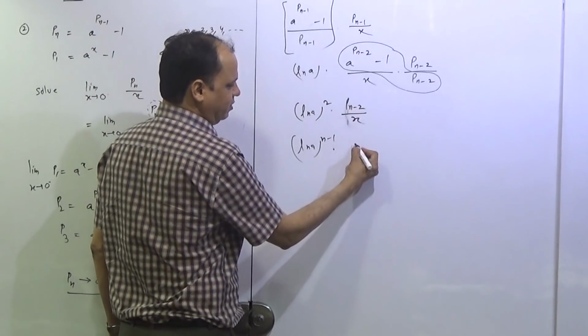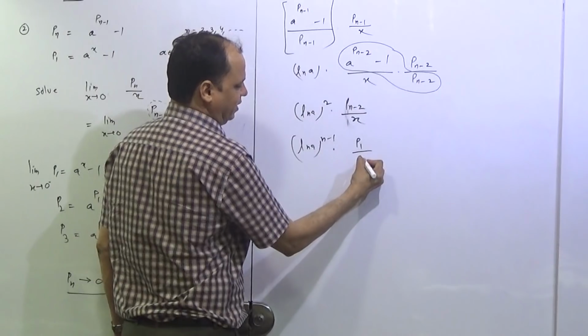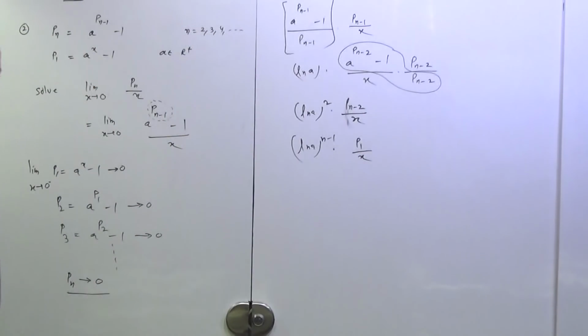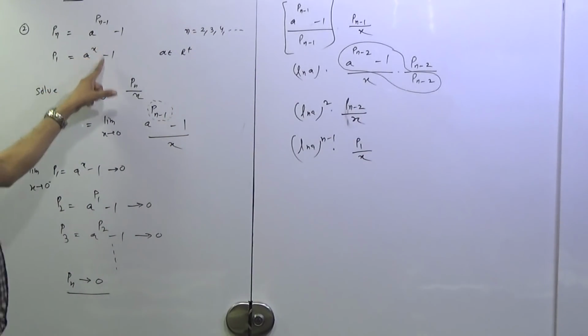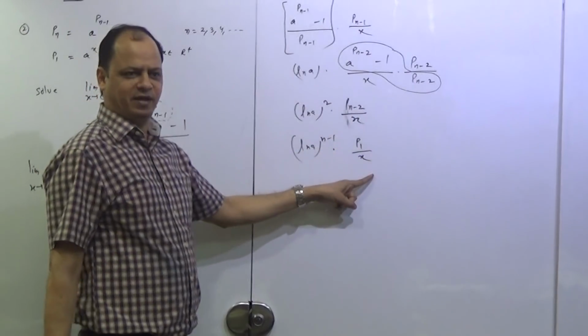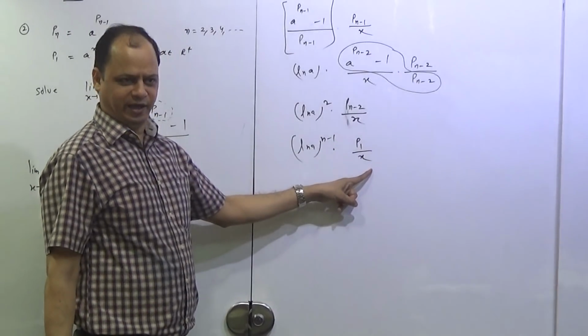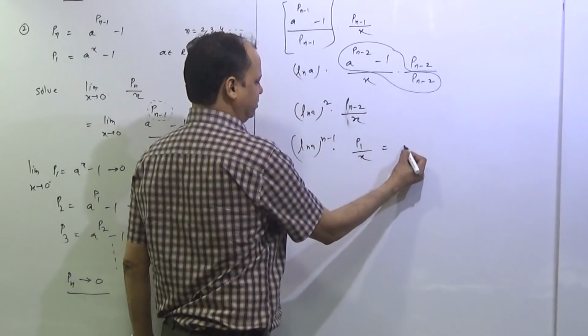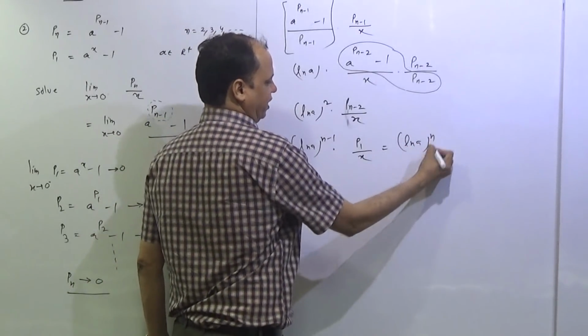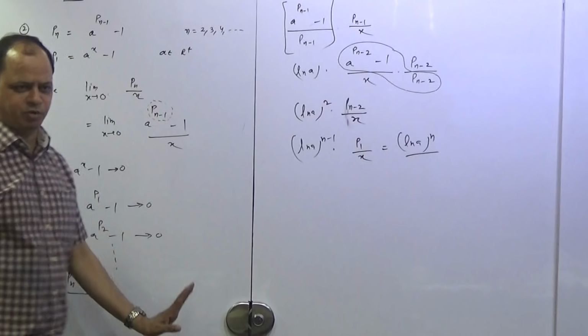And what do I get here? P(1) divided by x. Now what is P(1)? We have already written it here: a raised to power x minus 1 divided by x, which will give you again ln a. So this is coming out to be (ln a) raised to power n. Have you understood this? Is there any problem?